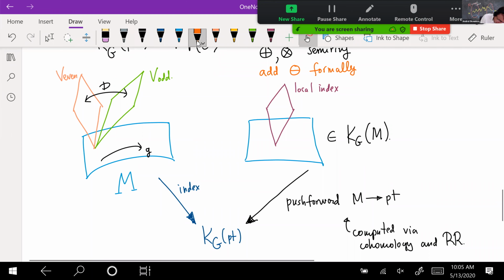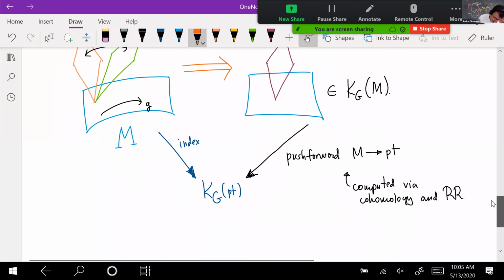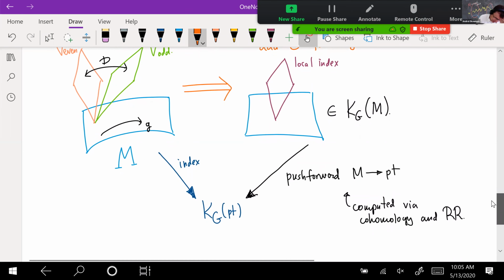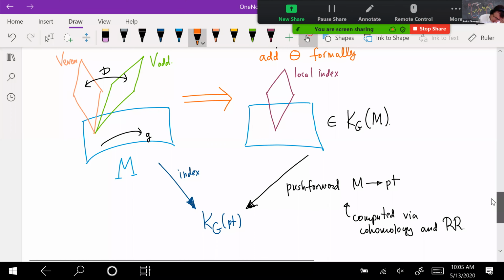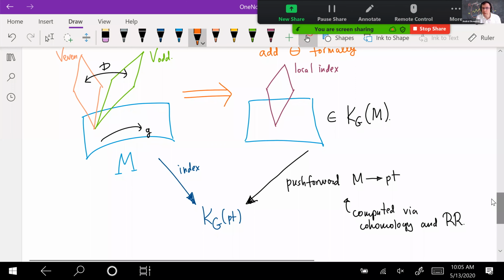So anyway, the really important thing in the index theorem is this arrow. So you start with this and you go to that. I want to say one word about how this works, because this will be important for motivating the next part. This is the part that we would like to emphasize today. You can emphasize different ideas at different times.